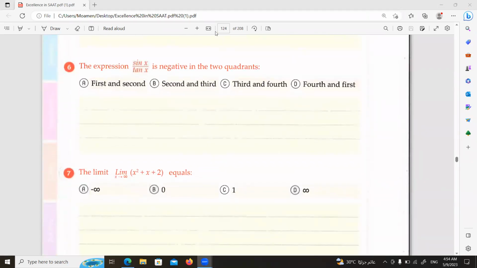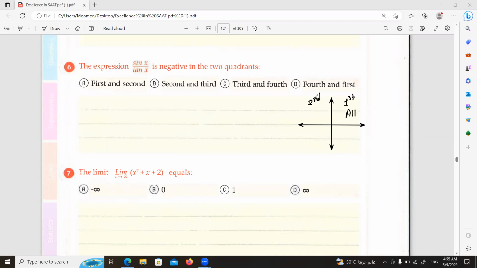We're going to number 6. In number 6, we need to find in which two quadrants the expression sine x over tan x is negative. So I have here sine x over tan x. As we know before, we make a small revision. This is our axes, x-axis and y-axis. In the first quadrant, all trig functions are positive.